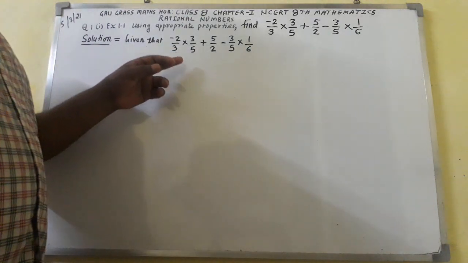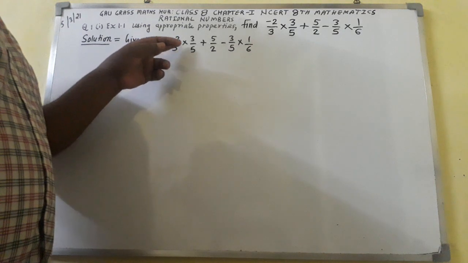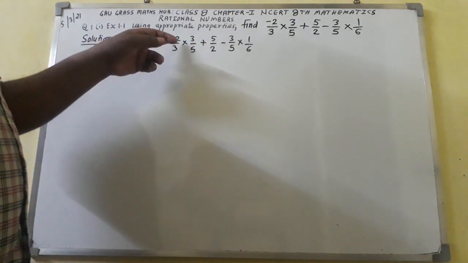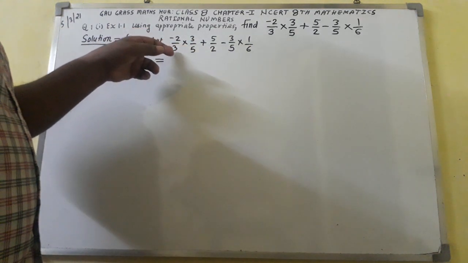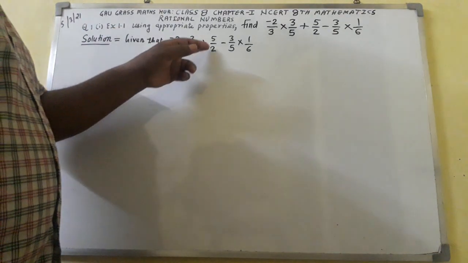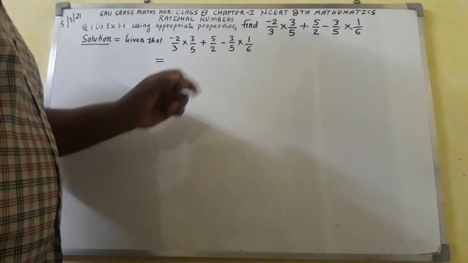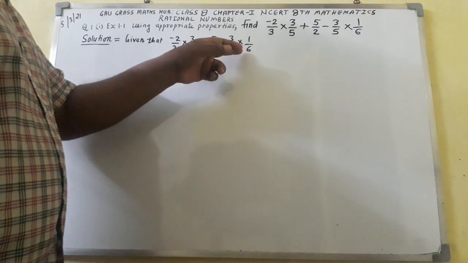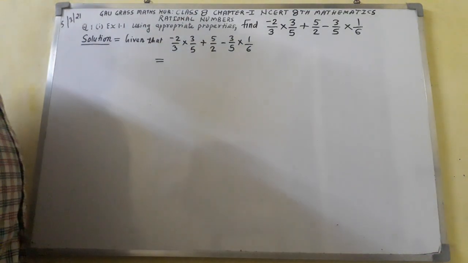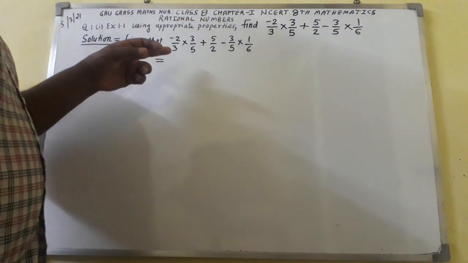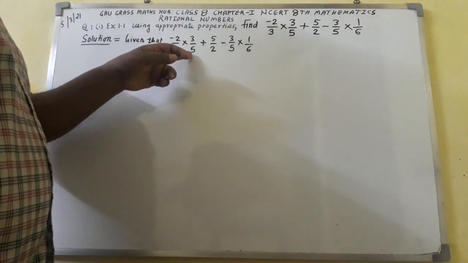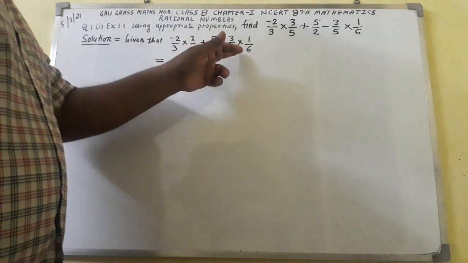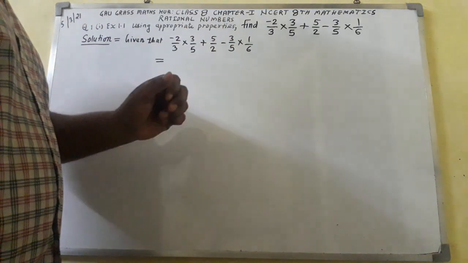here you can see -2/3 multiplied to 3/5. This is the first term, plus 5/2 is the second term, and minus 3/5 into 1/6 is the third term. So here you can see in the first term 3/5 is multiplied, and in the third term 3/5 is multiplied.